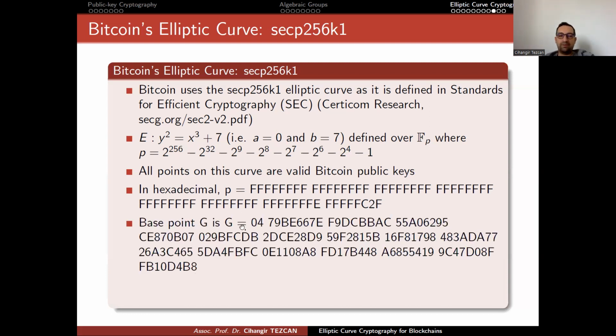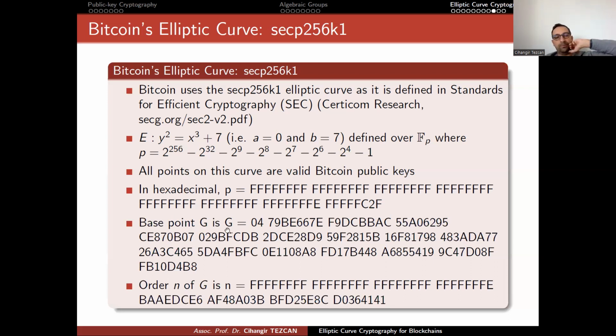Base point G is defined as this, okay? This is the X and the Y coordinate of the base point. Whenever you want to create a Bitcoin account, you choose a random value D and add this point G to itself D many times. The resulting point will be your public key.